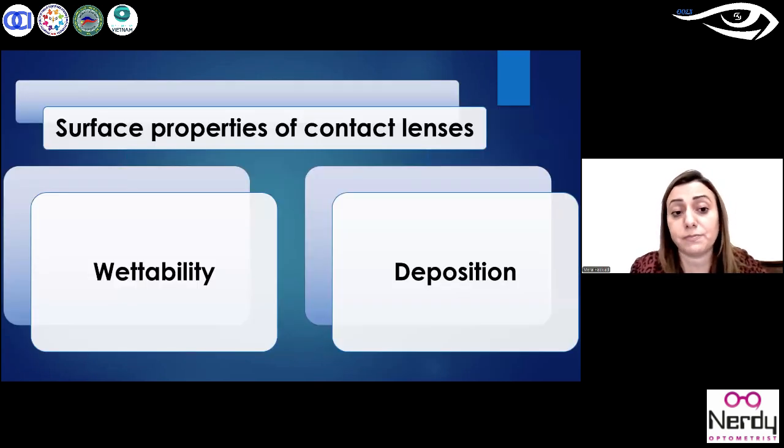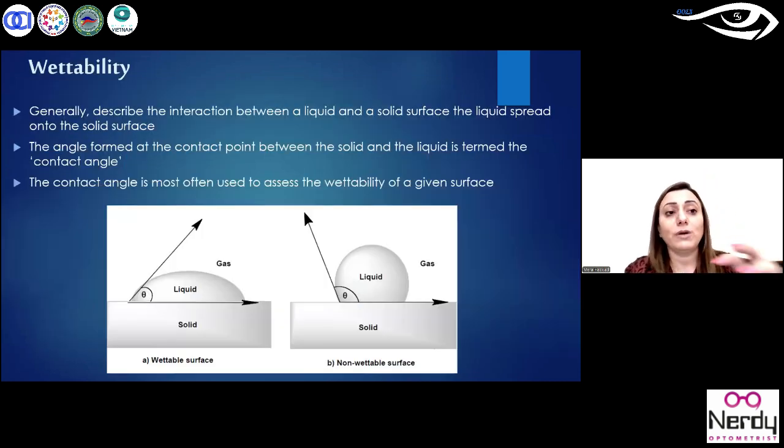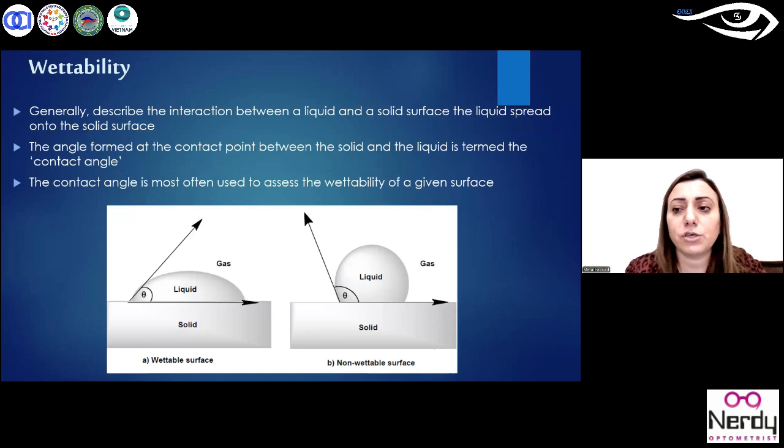and again the patient comfort. Now, we have two surface properties. They are very related, as you will see now. We have wettability and deposition. Let's talk about wettability. Wettability is not a term specific to contact lenses. Actually, it was adapted later for contact lenses.